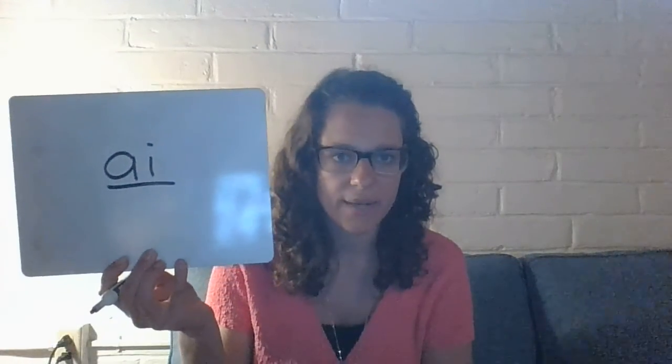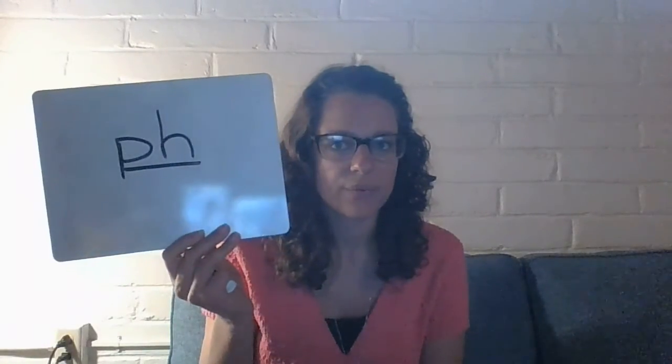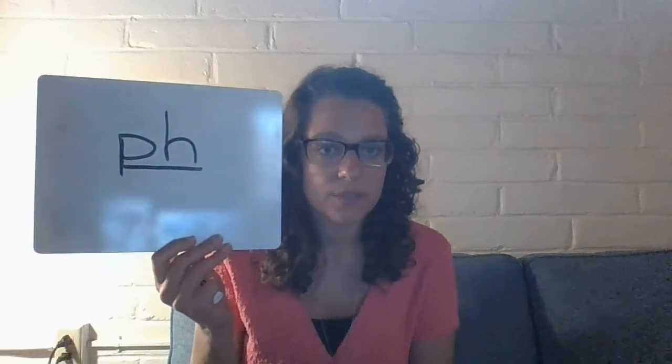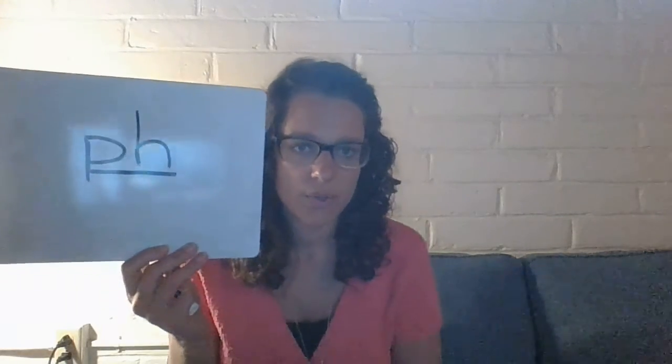Okay. The next one is a 2-letter A that we do not use at the end of English words. Okay, this is our 2-letter A that we do not use at the end of English words. Our last one is 2-letter F, and this is our 2-letter F. All right, so we'll get ready to review our words.